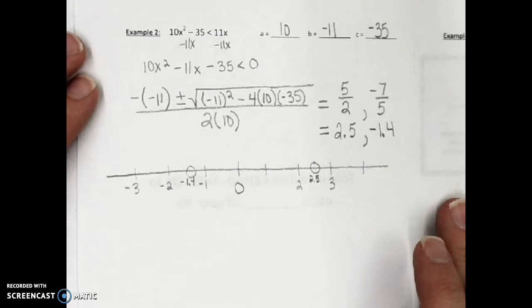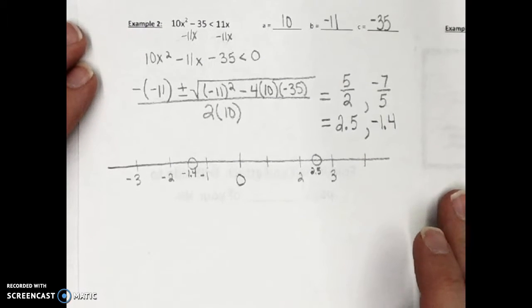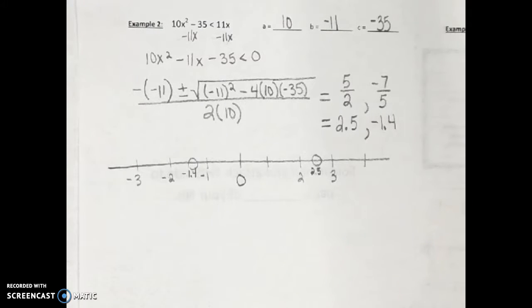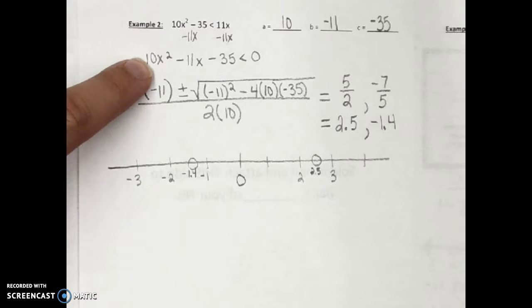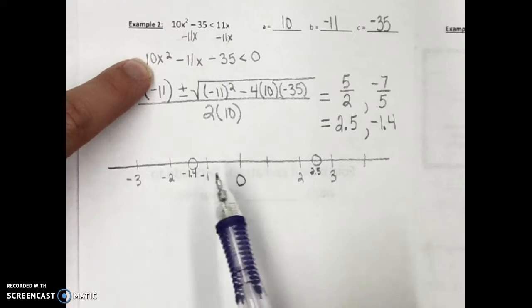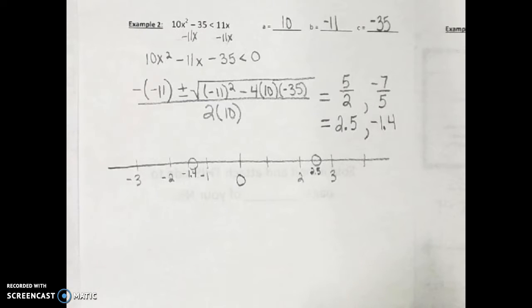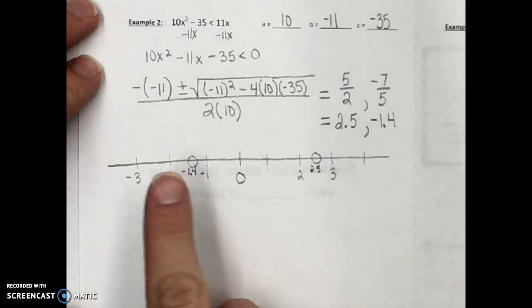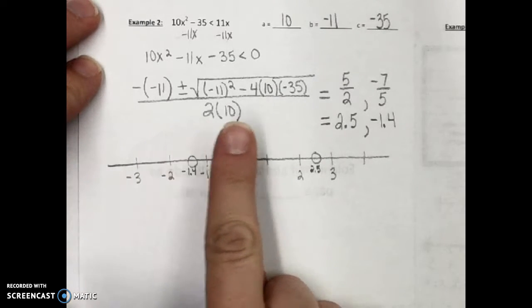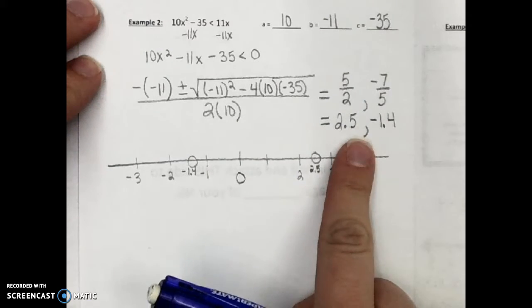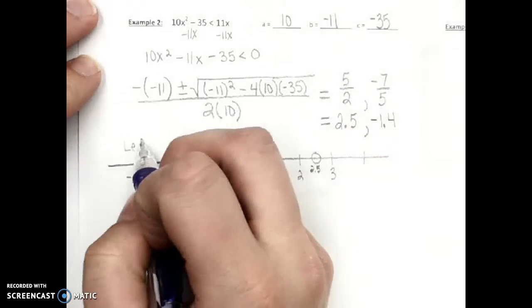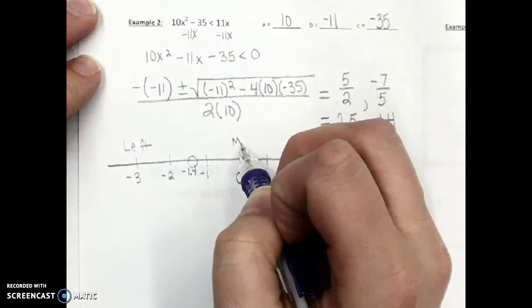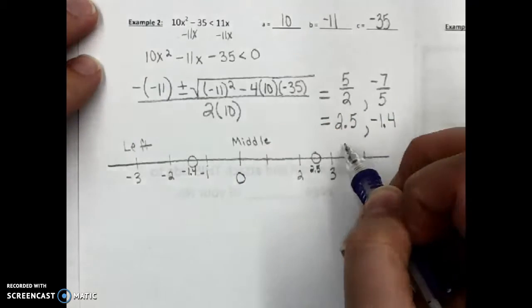Those are actually, if you were to take a graphing calculator of some sort and you were to graph your quadratic function, these would be your x-intercepts. Remember, that's what solutions are. Now it's time for me to figure out where do I shade. I'm going to pick a point on the left, the middle, and the right. So I'm going to label those. This is the left side. This is the middle. And this is the right side of my graph.